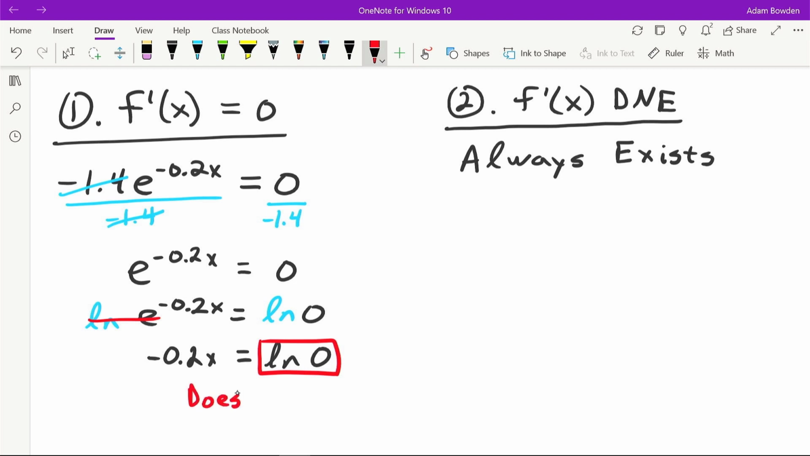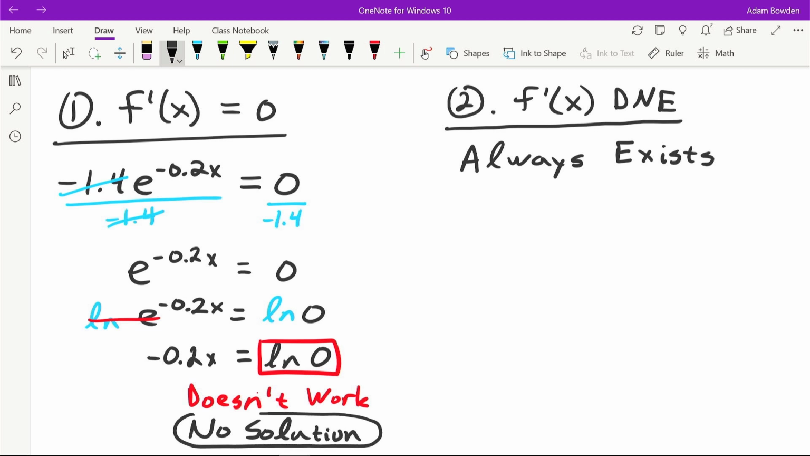And that's because logarithms are only defined for numbers which are greater than 0. So we actually get no solution here as far as solving the derivative set equal to 0. And you're basically going to be able to see that in a lot of cases with the exponential functions you receive. So that means there are no critical numbers in this particular instance here.